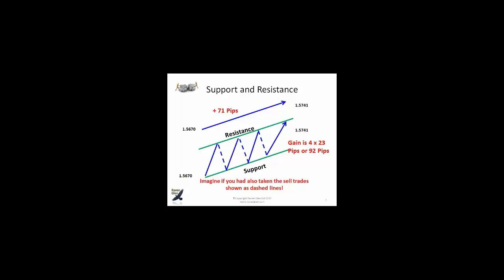This slide illustrates another use of support and resistance. You can see that there has been price movement here of 71 pips from the bottom to the top of the movement. However, there were actually 1, 2, 3, 4 upward movements and 3 downward movements. And if support and resistance were used to enter and exit these trades, the gain could have been 4 times 23 pips, or 92 pips overall, instead of the 71 pips of the straightforward directional change. So again, using support and resistance can be a way of benefiting from multiple trades instead of a single trade.